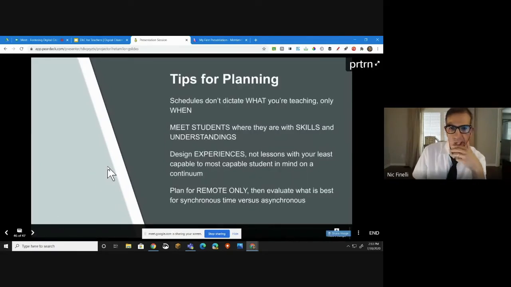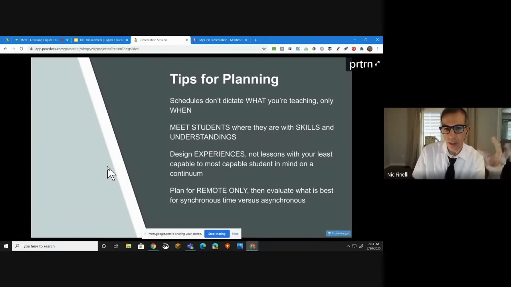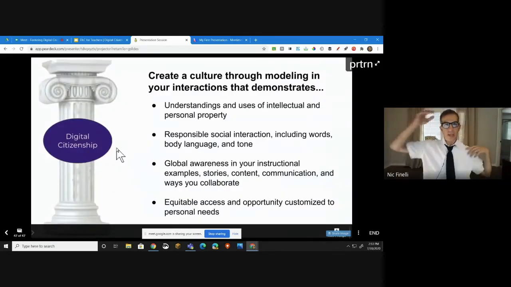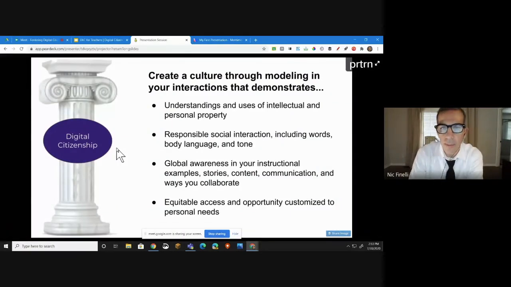All right, so schedules don't dictate what you're teaching, only when. Meet students where they are, design experiences, not lessons, and plan for remote only. And if we think about this last one here, just create a culture that models all of these things, because your interactions and your modeling is what's going to help these students ultimately be good digital citizens.